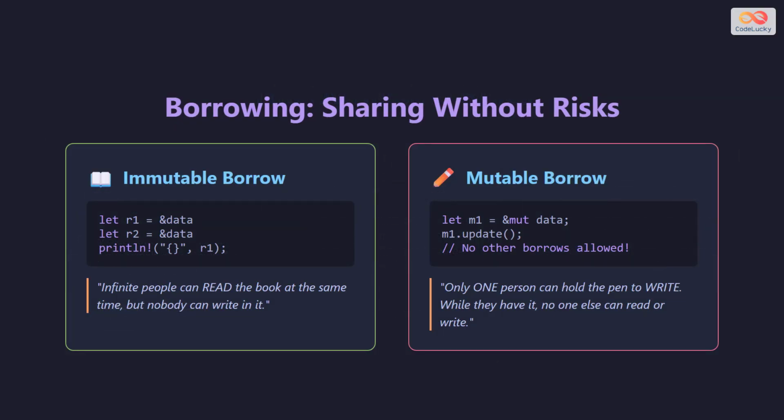But what if you need to share data? Rust uses borrowing. You can have infinite immutable borrows, meaning many parts of your code can read the data at once, like people reading a book. Or you can have exactly one mutable borrow, meaning only one person can write at a time. You cannot have both. This simple rule eliminates data races entirely because you can never have a writer and a reader active at the exact same moment.